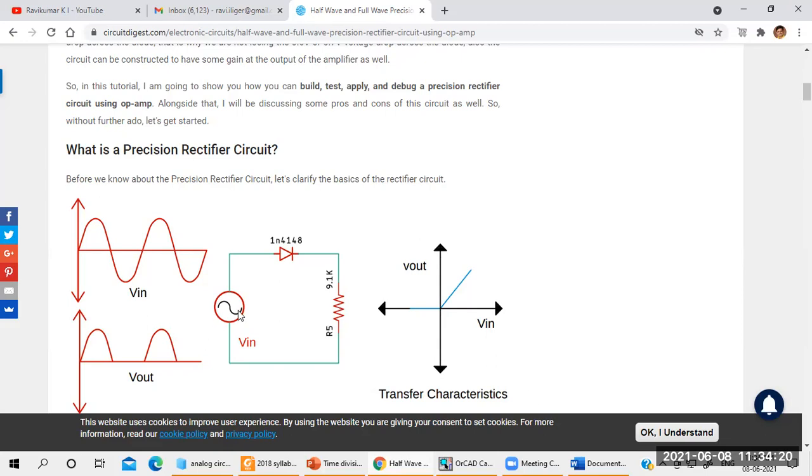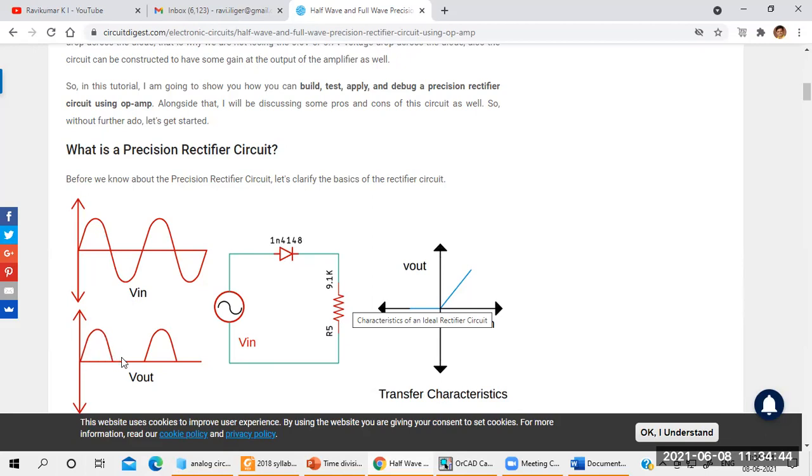See here, I will show you one small diagram. This is only for normal rectification, not precision. Here is an ideal diode, where the cut-in voltage is 0. For that I've connected the voltage as the input, then a resistor as the output. See here, this is the input.